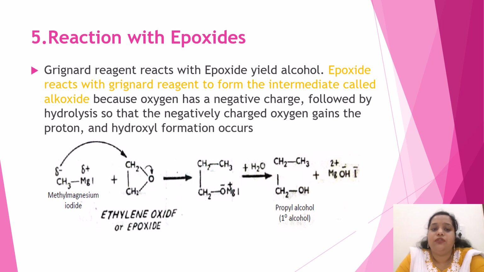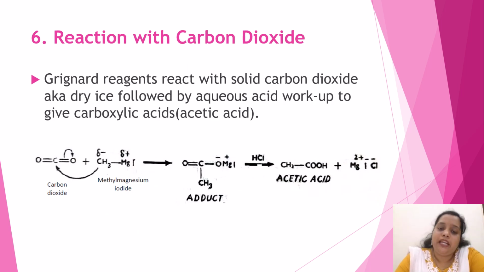An epoxide, however, leads to a primary alcohol, not a tertiary alcohol. The epoxide reacts with the Grignard reagent to form an alkoxide, followed by hydrolysis, which leads to the formation of propyl alcohol. Carbon dioxide will form carboxylic acids. If carbon dioxide reacts with methyl magnesium iodide, it forms acetic acid and MgICl as a side product.